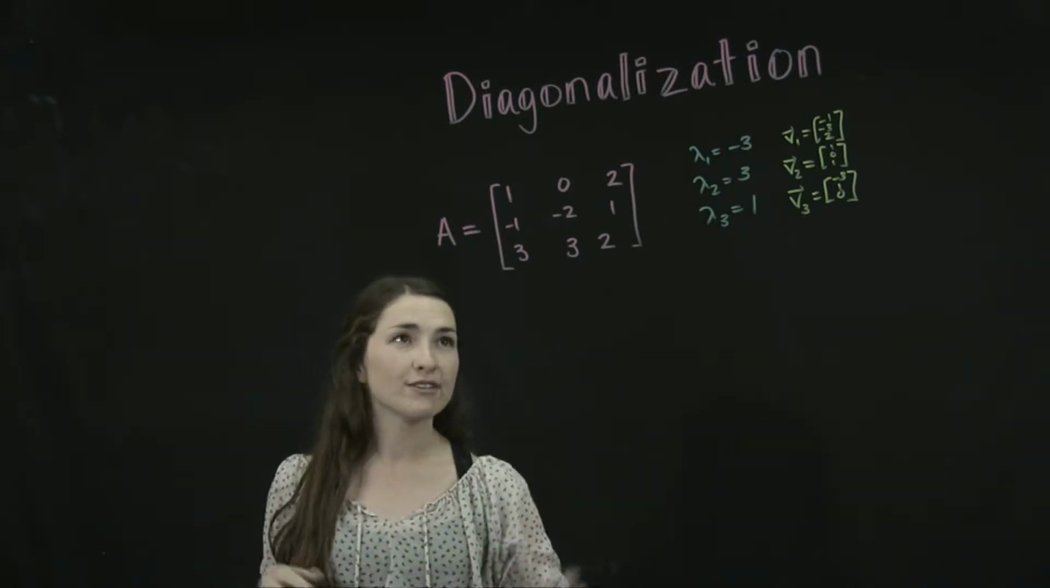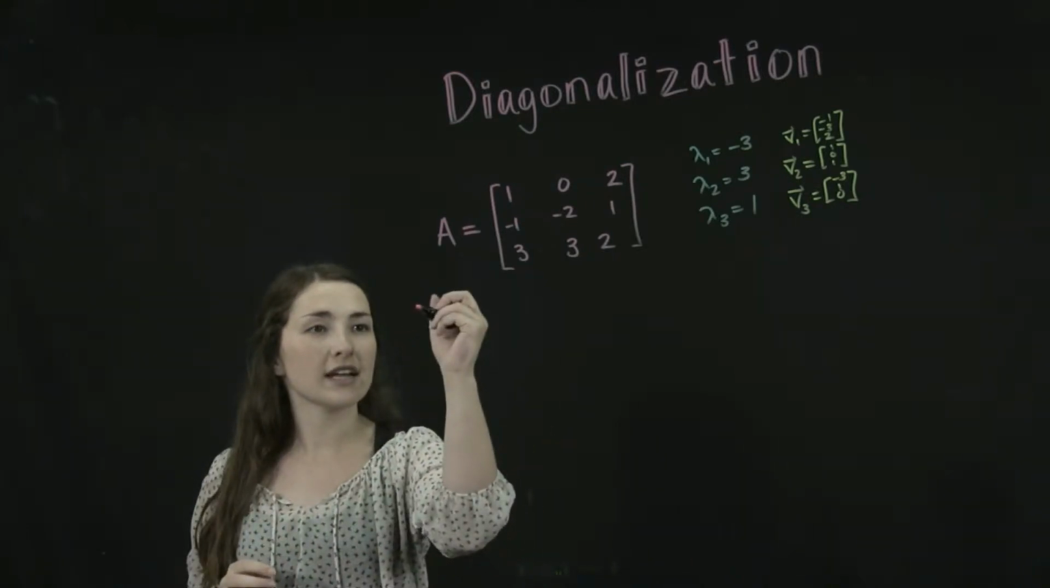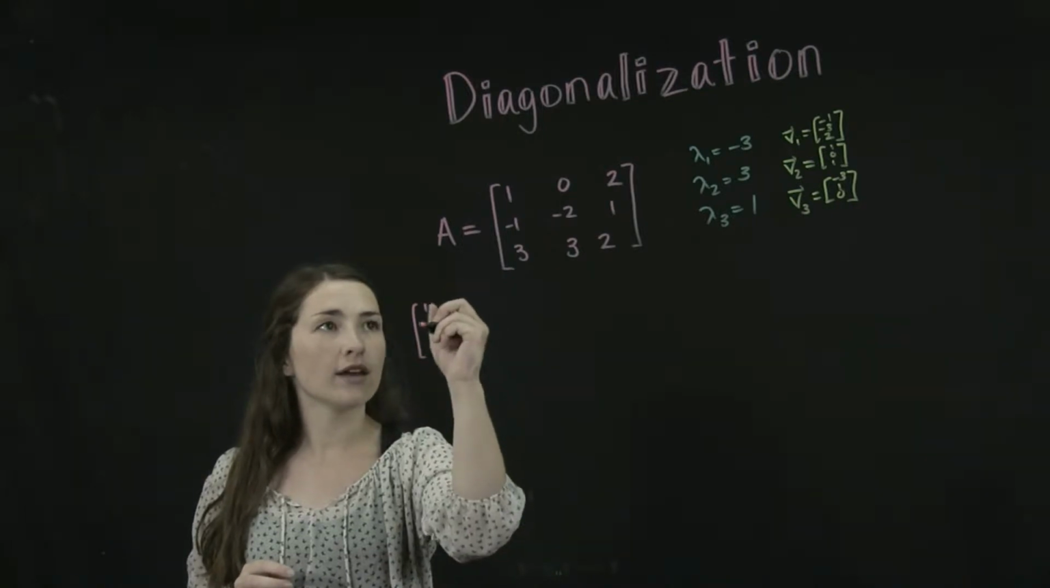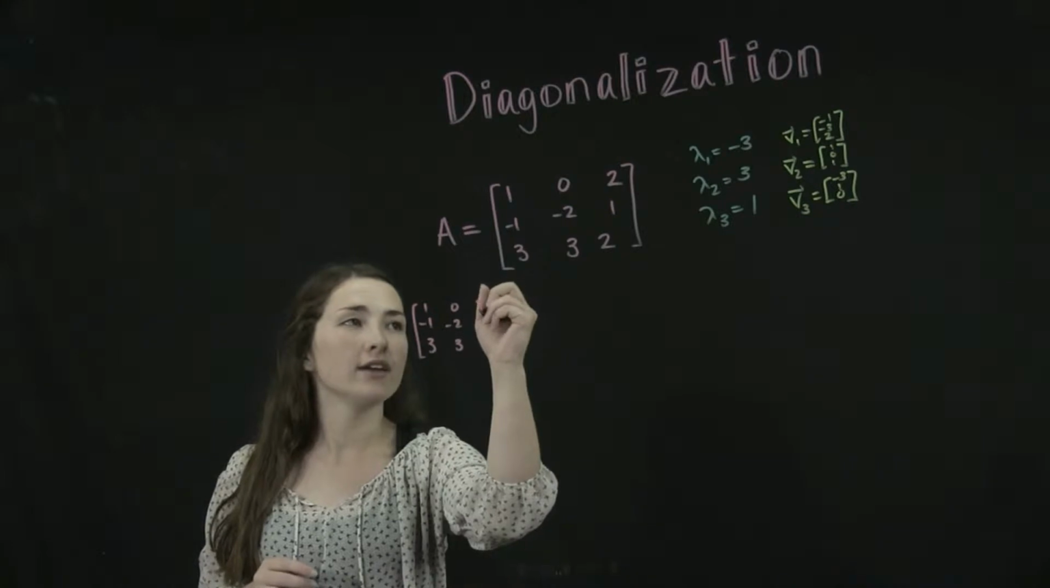Okay, so to factor this matrix A, we're going to first see what we can do with our eigenvalues, eigenvectors, and A. So if we take A here, we're just going to copy it down. We have 1, -1, 3 as our first column, 0, -2, 3, and then 2, 1, 2.